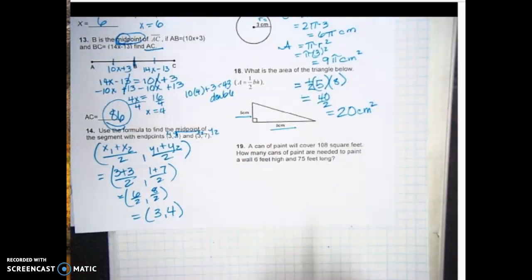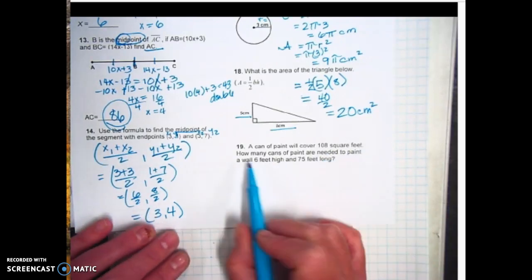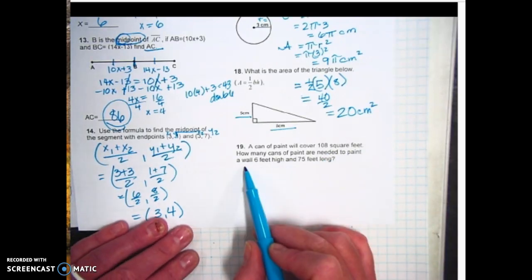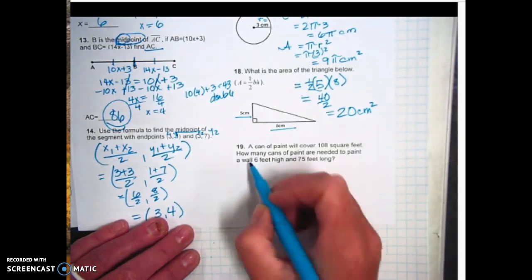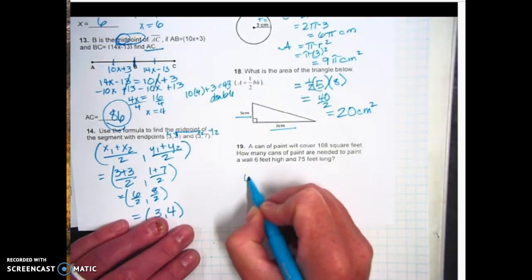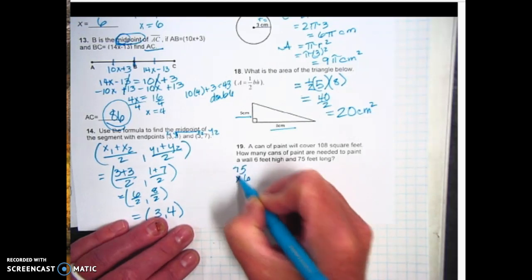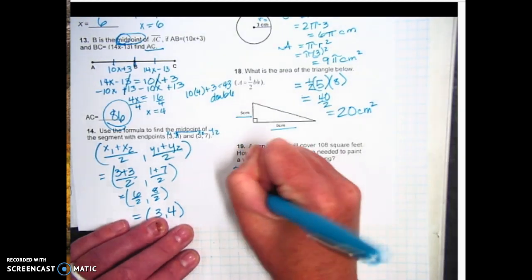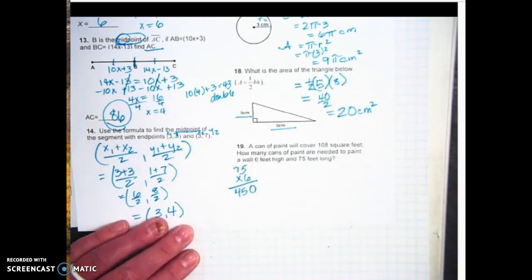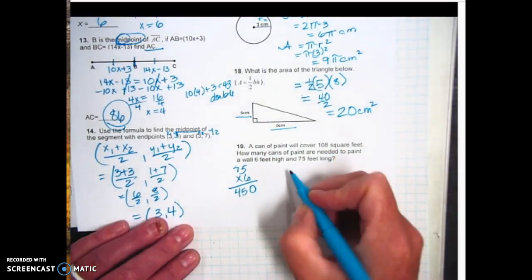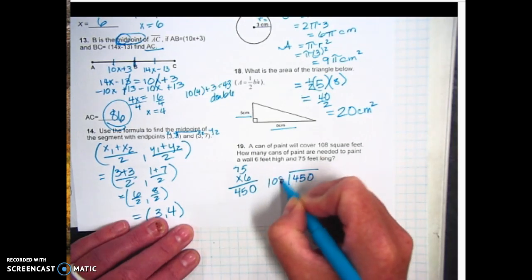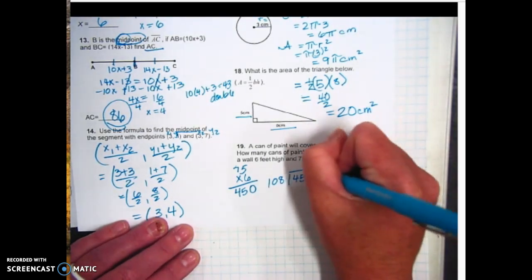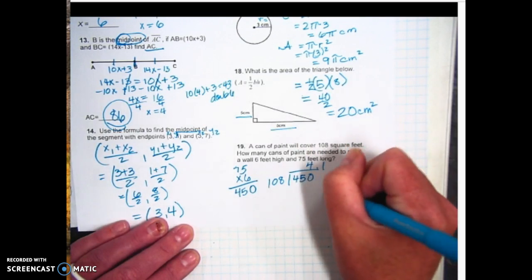Number 19, a can of paint will cover 108 square feet. How many cans of paint are needed to paint a wall that is 6 feet high and 75 feet long? So first I need to find the area of the wall. So I'm going to multiply that 6 times the 75. You can punch it in your calculator. I got 450. And I know that each can of paint covers 108, so I'm going to take that 450 and divide it by 108. And you get something roughly close to 4.1-ish.